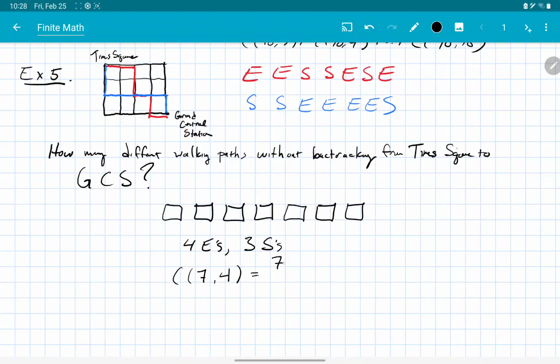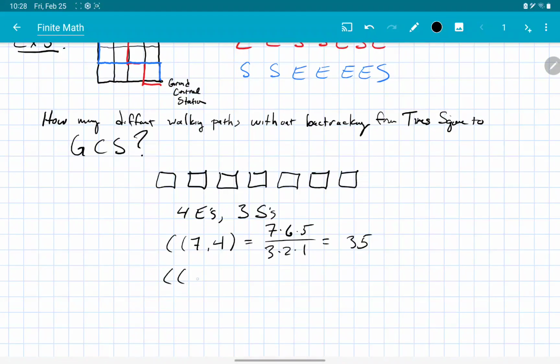And that is going to be 7 times 6 times 5 divided by 3 times 2 times 1. And that's 35. Okay? Now you might say, wait a minute, couldn't I instead have picked where the 3 souths go? 7 things choose 3? That's the same number. That's also 7 times 6 times 5 divided by 3 times 2 times 1. So choosing which 4 is the same as choosing which 3, if you think about it that way.